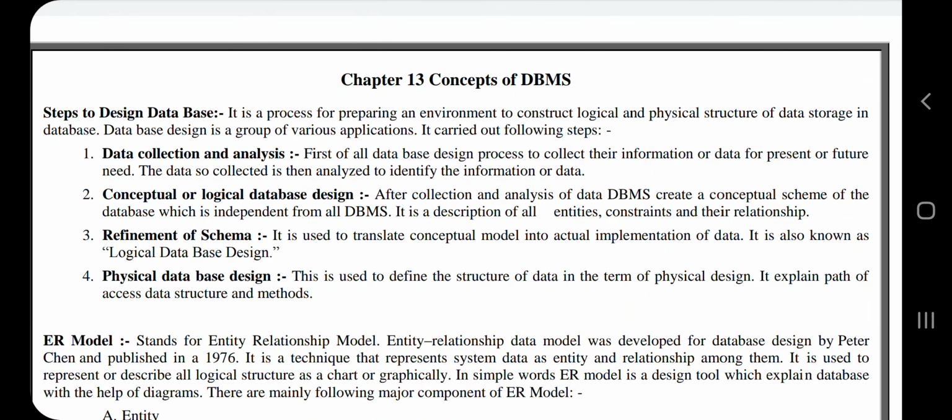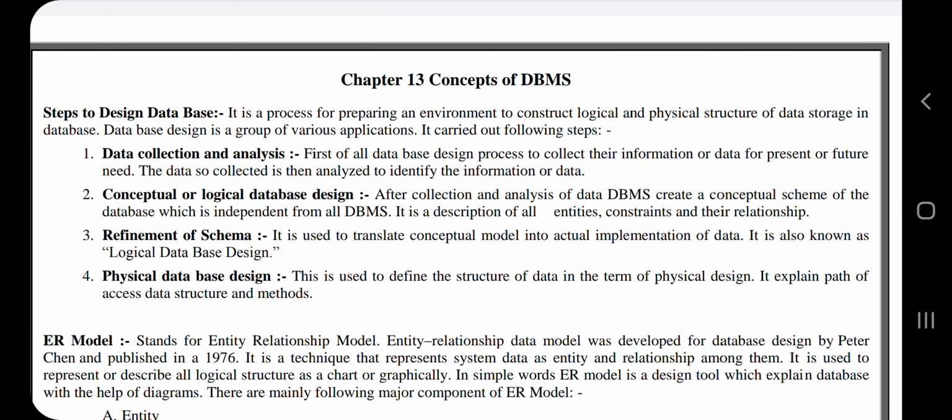Steps to design database. It is a process for preparing an environment to construct logical and physical structure of data storage in database. Database design is a group of various applications. It is carried out following steps.